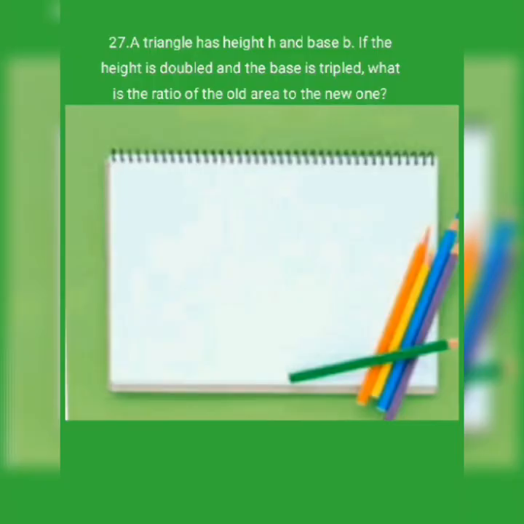A triangle has height H and base B. If the height is doubled and the base is tripled, what is the ratio of the old area to the new one? Area of a triangle is equal to 1/2 base times height.